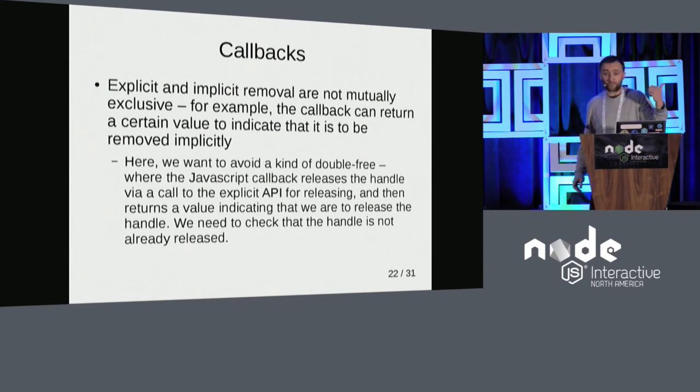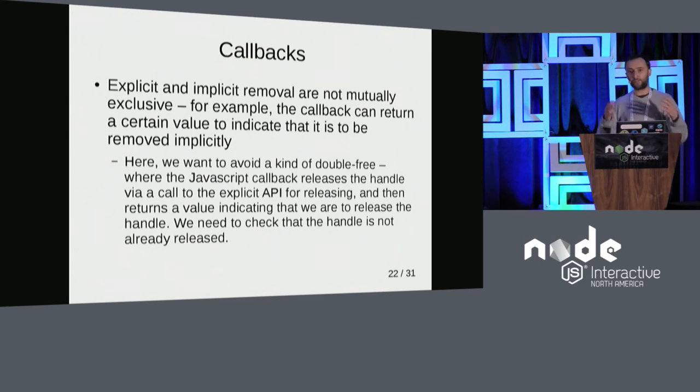But what if the JavaScript callback that you called also freed it explicitly, because there's an API for it? Close this file. So now you can end up with a double free, which you must absolutely avoid. And checking whether the native pointer is null allows you to do that here.